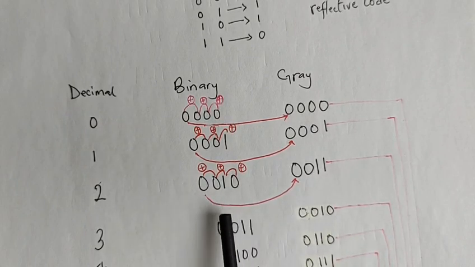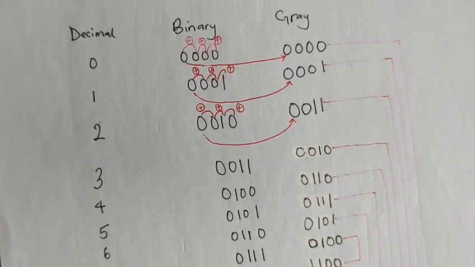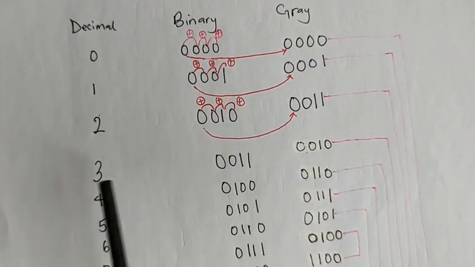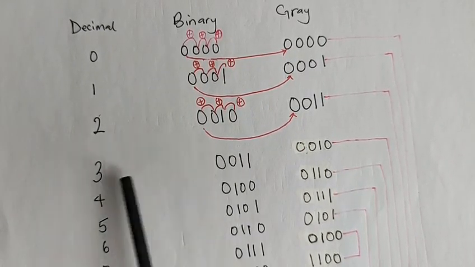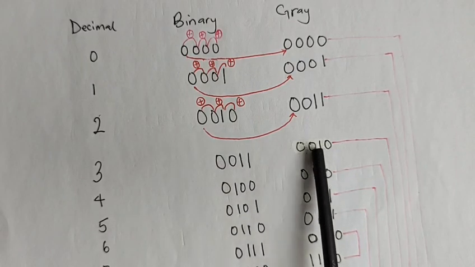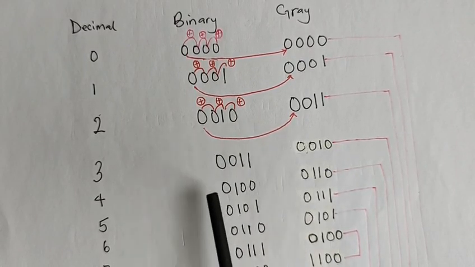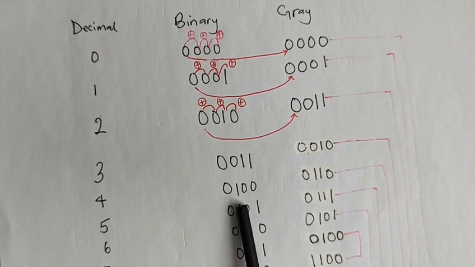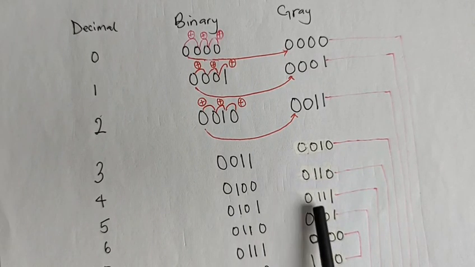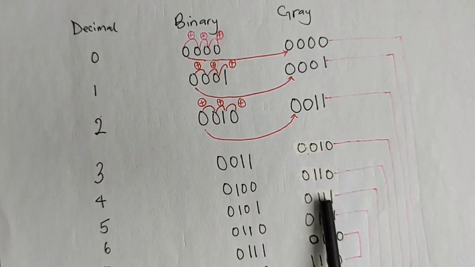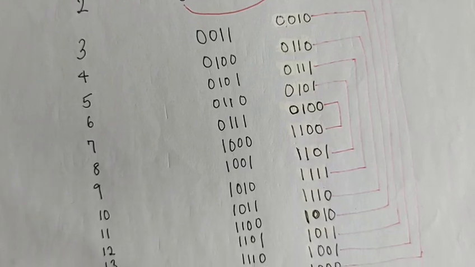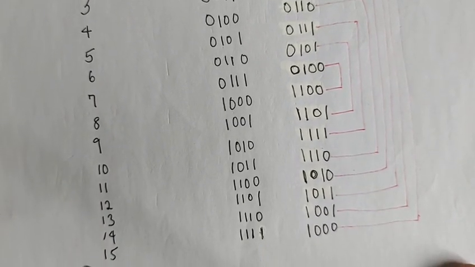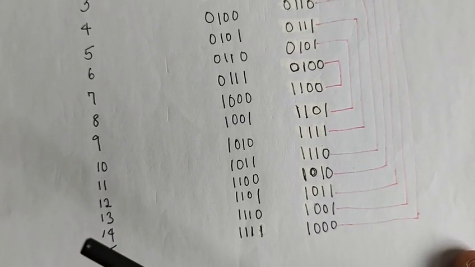Alright, so we'll carry out the same procedure for the rest of the values, following the same pattern. This is what we're going to get. So for 3, the gray code is going to be this. For 4, the gray code we're going to get is this. For 5, we're going to get this. And then for the gray code equivalent, we'll get this. So this is how we're going to continue until we get to the final part, which is 15.